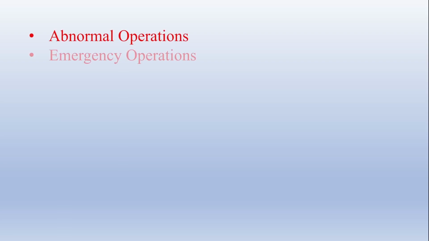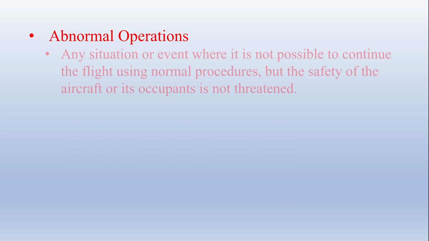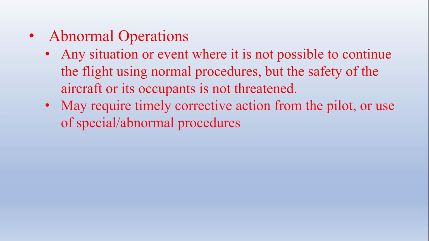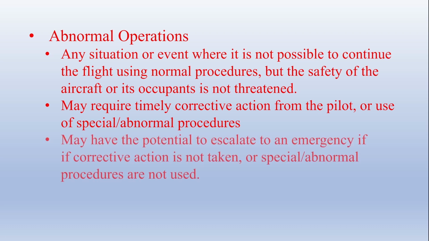There are basically two levels of things going wrong in aviation: abnormal operations and emergency operations. We'll define abnormal operations as any situation or event where it's not possible to continue the flight using normal procedures, but the safety of the aircraft or its occupants is not threatened. It may require timely corrective action from the pilot or use of special or abnormal procedures, and it may have the potential to escalate to an emergency if corrective action is not taken or special or abnormal procedures are not used.